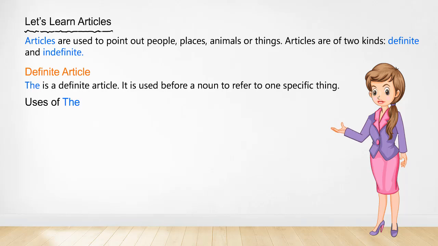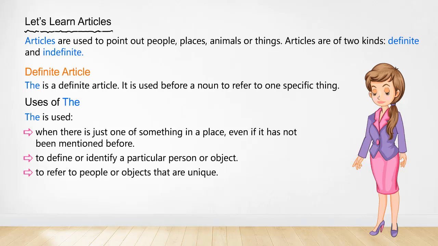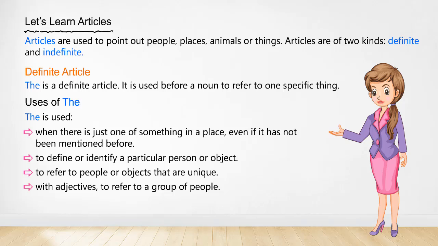Uses of the. The is used when there is just one of something in a place, even if it has not been mentioned before. To define or identify a particular person or object. To refer to people or objects that are unique. With adjectives, to refer to a group of people.